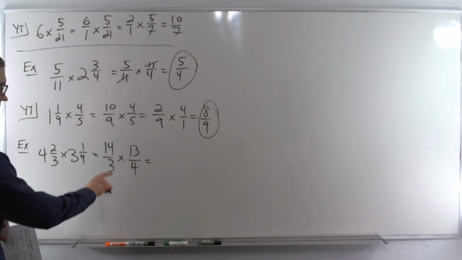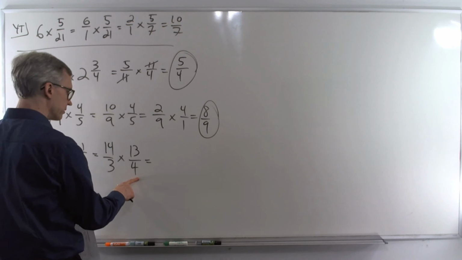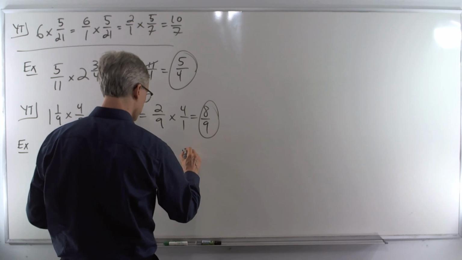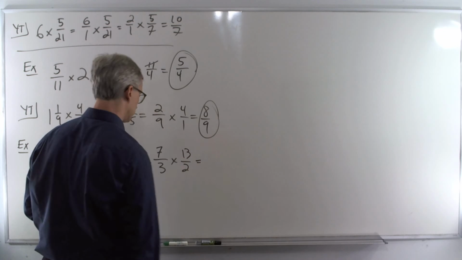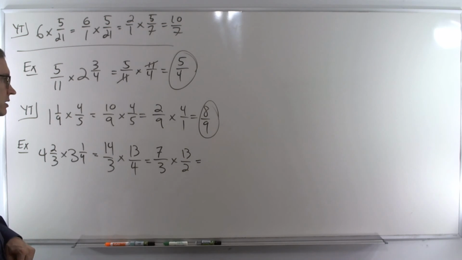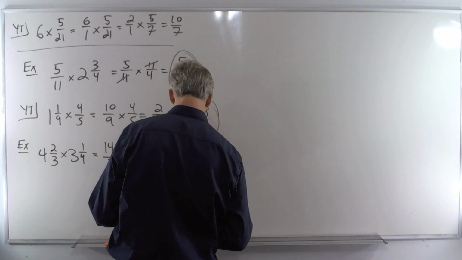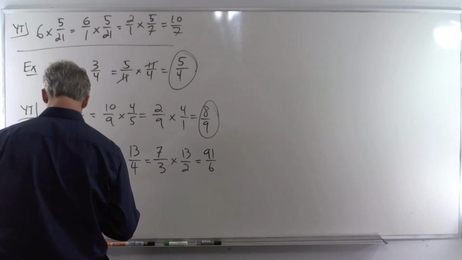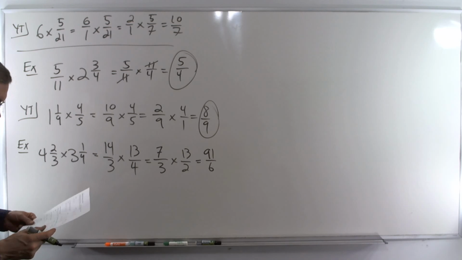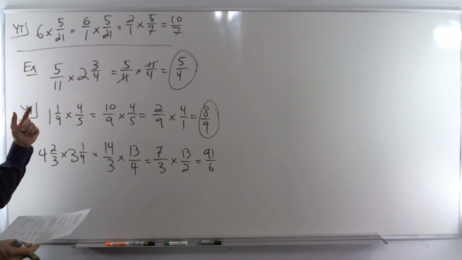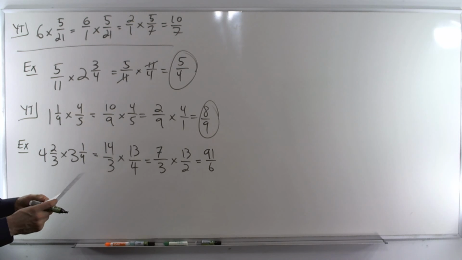We can reduce here. We have 14 and 4, those are both even. So divide by 2 and we get 7 thirds times 13 halves. Multiplying straight across, we get 91 sixths. Now if it doesn't ask you to change it back to a mixed number, you can leave it as 91 sixths. It's not in the instructions, so just leave it.